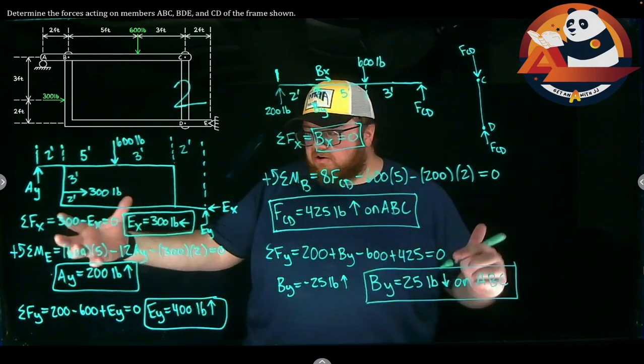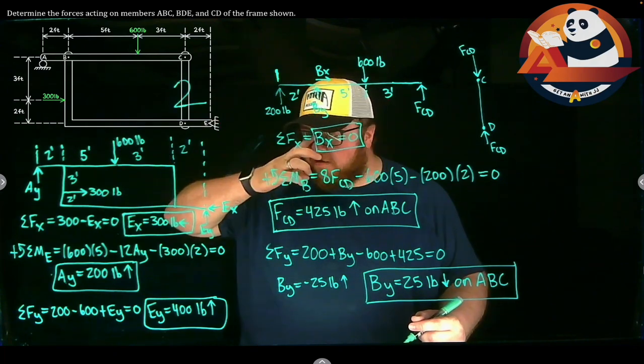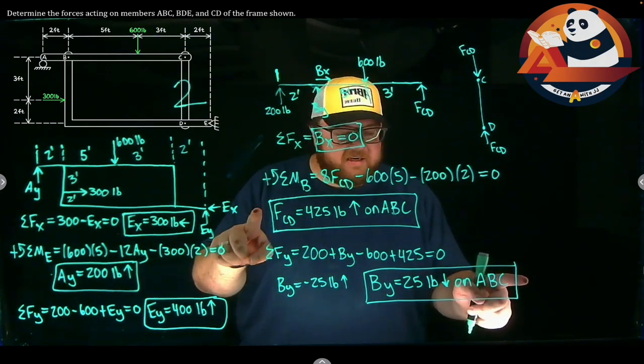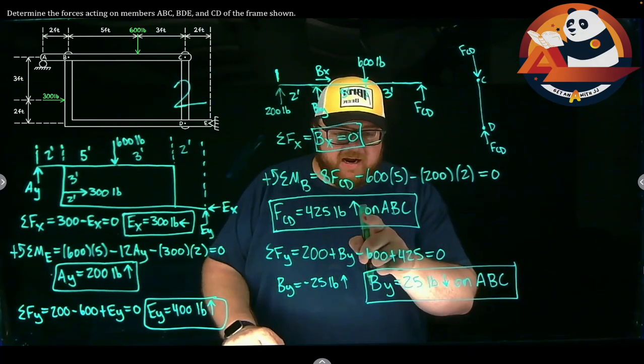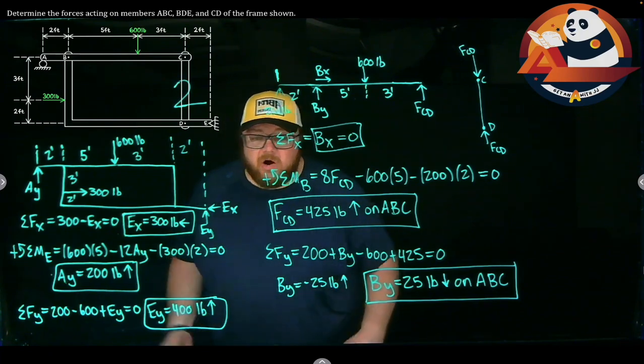Again, for our external supports or external connections, what's holding it up to the wall, to the ground, just get magnitude and direction. For the internal ones, what's holding members together, get magnitude, direction, and on which member as we go through that. But we'll go ahead and wrap up there.